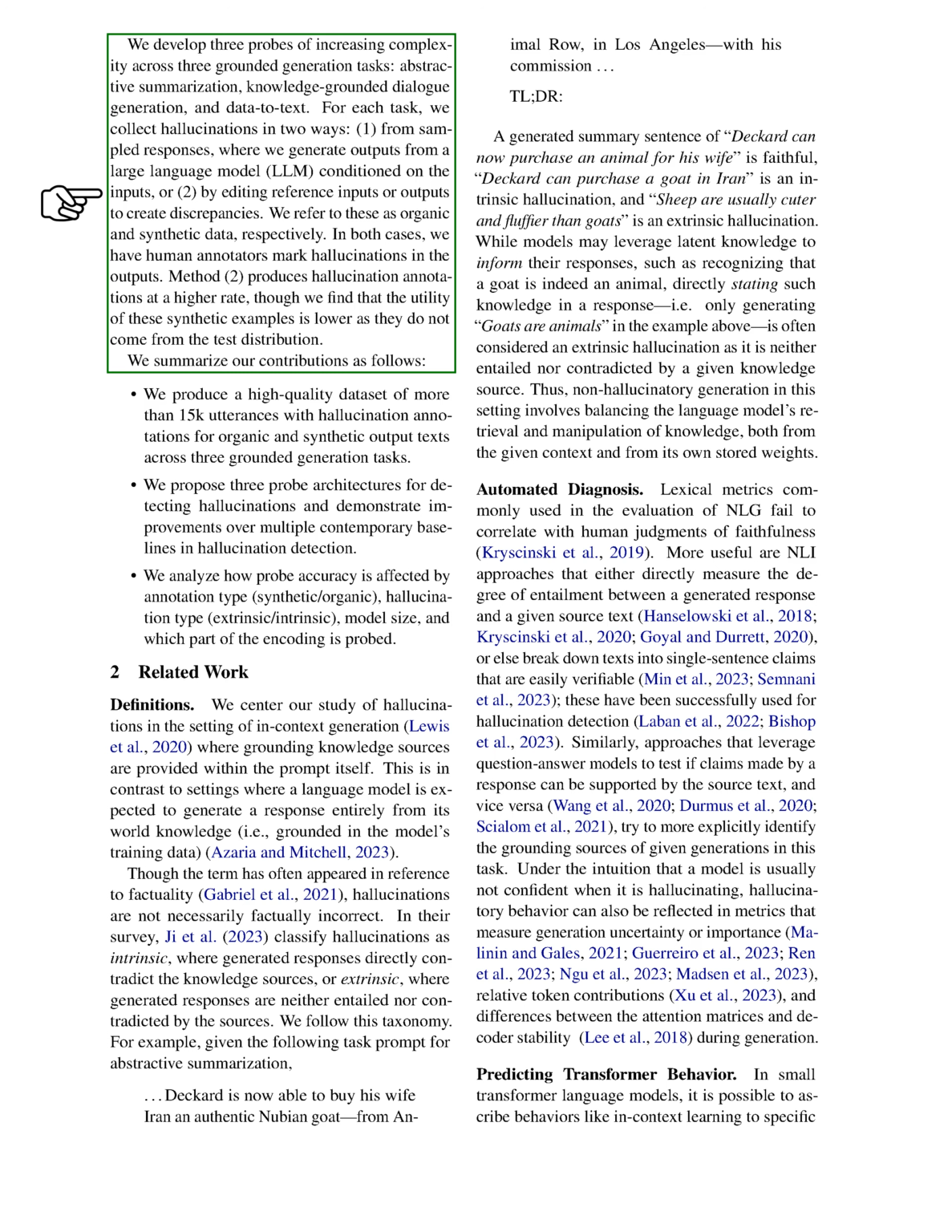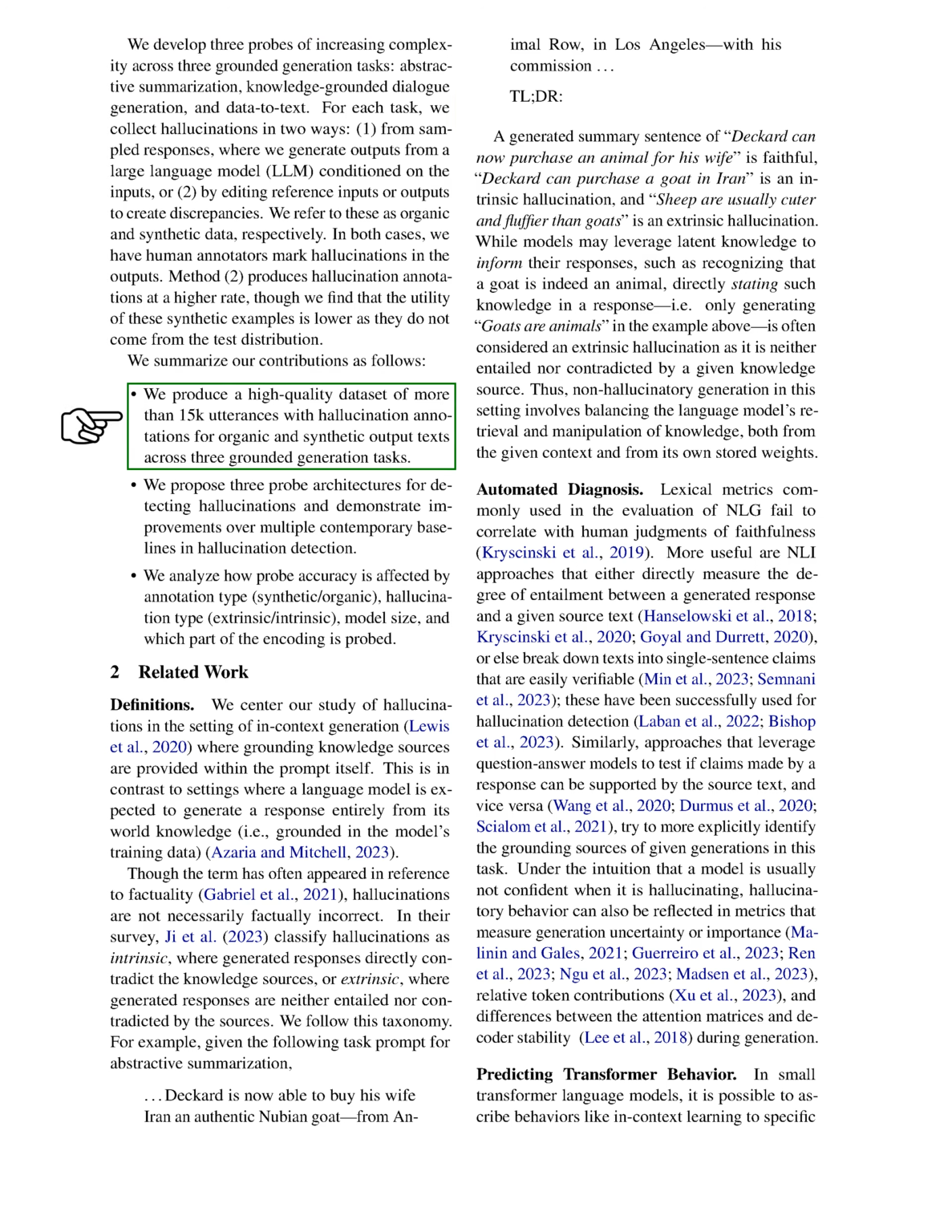In both cases, we have human annotators mark hallucinations in the outputs. The second method produces hallucination annotations at a higher rate, but we find that these synthetic examples are less useful as they do not come from the test distribution. Our contributions can be summarized as follows.